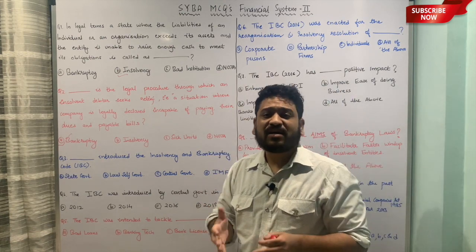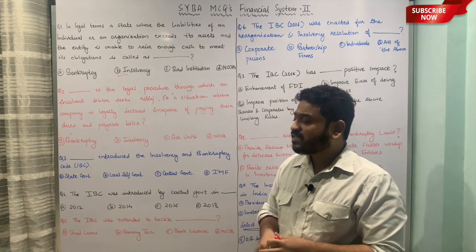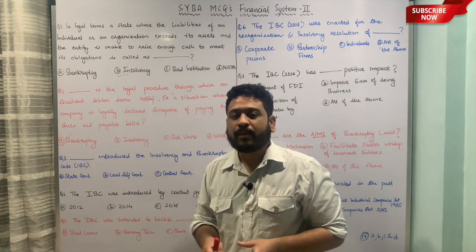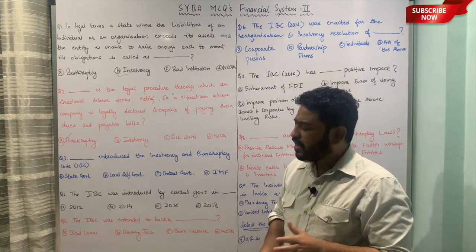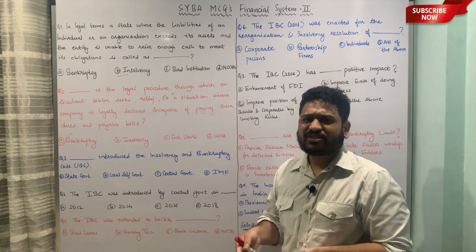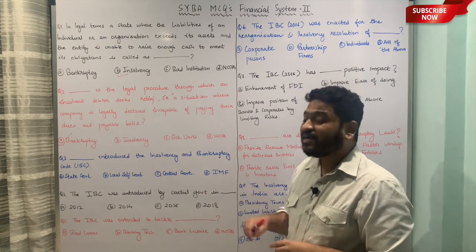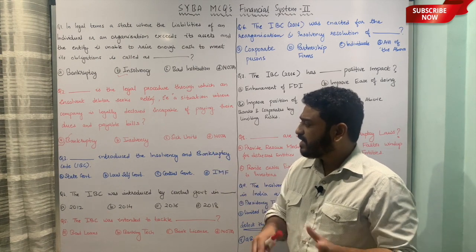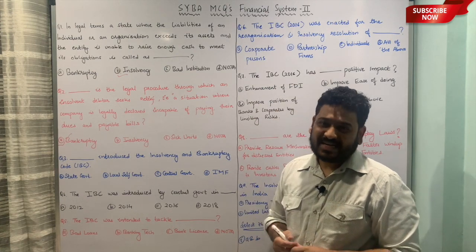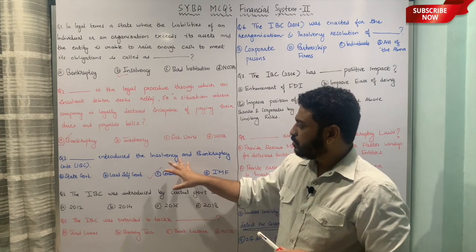Now the obvious question is the Insolvency and Bankruptcy Code, which is there in your syllabus. The first question is, dash introduced the Insolvency and Bankruptcy Code bill. Let us look at who introduced it. The options are A, state governments, B, local self-government, that means panchayats and zilla parishads, C, central government, or D, the International Monetary Fund. So here in case of India, the Insolvency and Bankruptcy Code bill was introduced by the central government, and therefore option C, central government, is the correct answer.